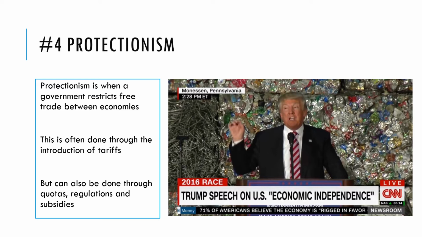It can also be done through quotas, setting a physical limit on the amount of imports, through certain regulations saying we won't allow you to buy something from another country if it doesn't meet certain environmental or health and safety regulations, and through subsidies, so by giving companies money so they can lower their prices, so therefore people within the economy don't buy imports as much, they buy products from their own economy. So protectionism, the introduction of tariffs or taxes on goods and imports, quotas, regulations, subsidies, can restrict free trade between economies and reduce the level of imports, which may maintain aggregate demand within their own economy.